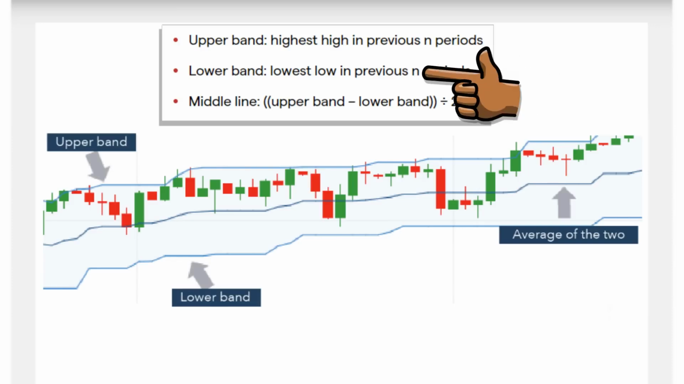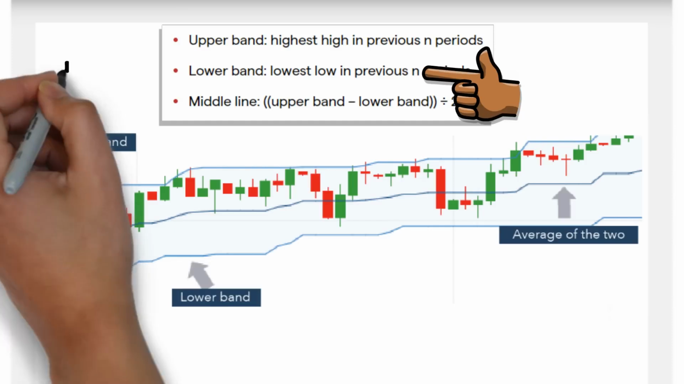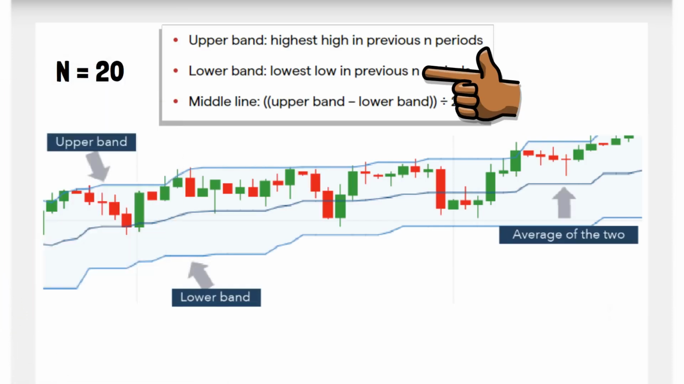The period is called N, and is defaulted to 20. Therefore, if you're looking at the daily chart, the channel will look at the last 20 days to mark the channel. Traders will use the lines to identify breakouts and retracements of the upper and lower bands.